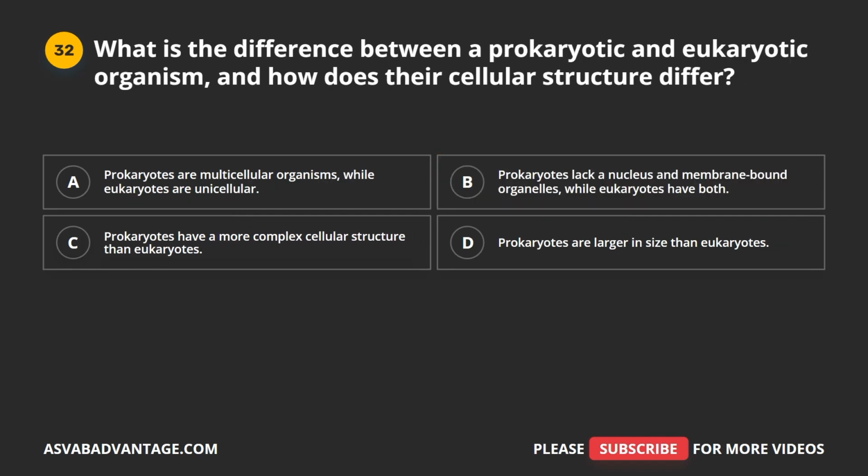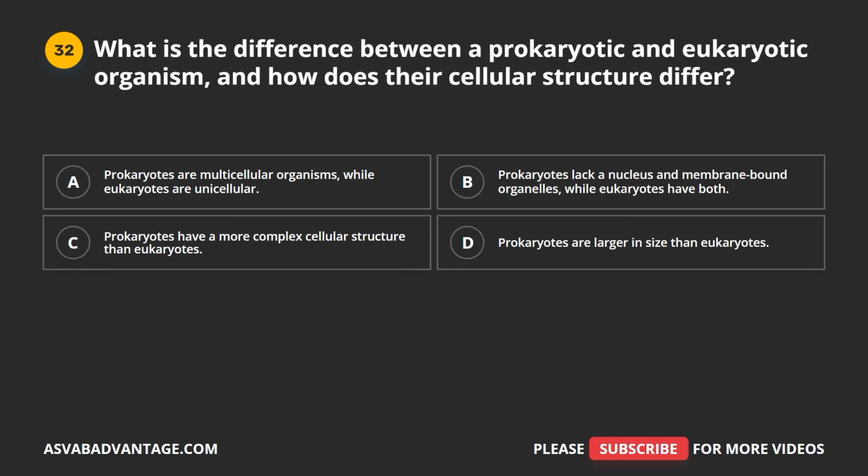Question 32. What is the difference between a prokaryotic and a eukaryotic organism, and how does their cellular structure differ? A. Prokaryotes are multicellular organisms, while eukaryotes are unicellular. B. Prokaryotes lack a nucleus and membrane-bound organelles, while eukaryotes have both. C. Prokaryotes have a more complex cellular structure than eukaryotes. D. Prokaryotes are larger in size than eukaryotes.